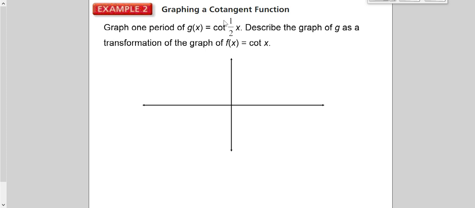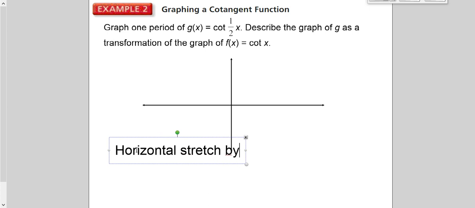Example 2, graph cotangent 1/2 x. We only have 1 transformation this time. So what kind of transformation does that 1/2 give us? Stretch or shrink? It's a horizontal stretch by, the reciprocal of 1/2 is 2.